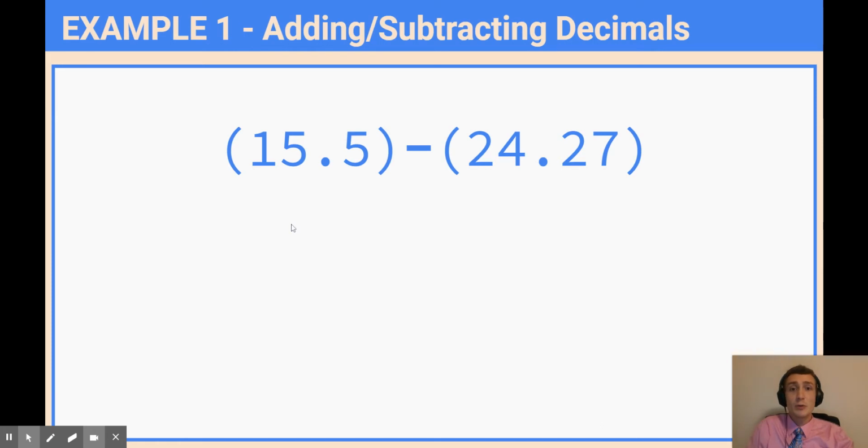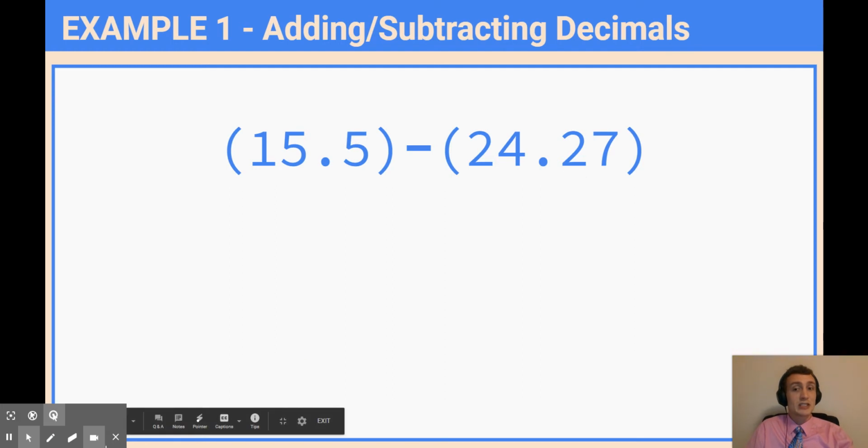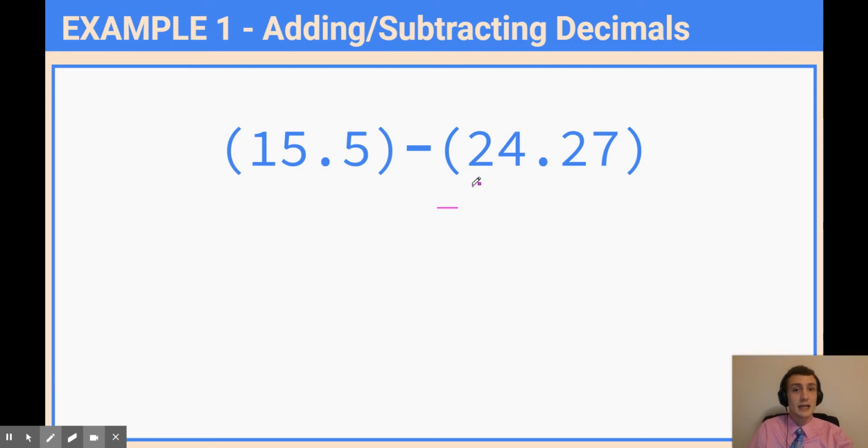So 15.5 minus 24.27. Well, right away, we're going to have to use our rules that we learned a couple of weeks ago for adding and subtracting with negatives, because this number is bigger than this one, and it's being subtracted. So we're going to have to see those rules. If you remember, if we have different signs, then we subtract and take the sign of the bigger number. So we're going to subtract 24.27, and we're going to subtract 15.5 from that.